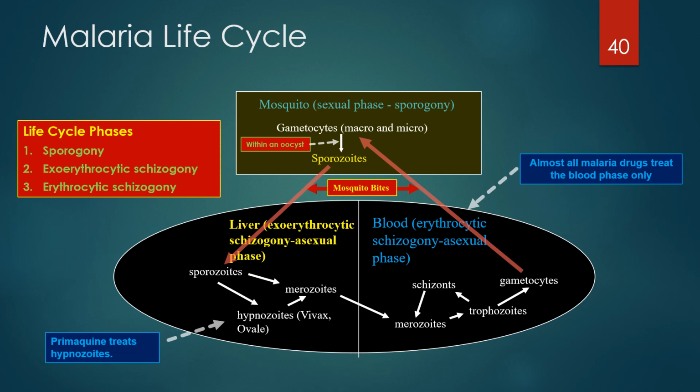Almost all malaria drugs treat the blood phase of malaria. As previously mentioned, Plasmodium vivax and ovale leave latent hypnozoites in the liver that can reemerge as a malaria relapse months to years later. Primaquine treats the hypnozoites in the liver. So after treating the blood phase of vivax and ovale, treatment with primaquine will eliminate the hypnozoites in the liver and prevent future relapses.